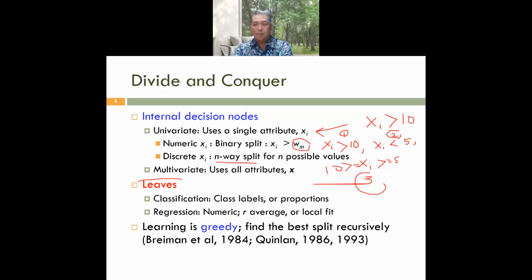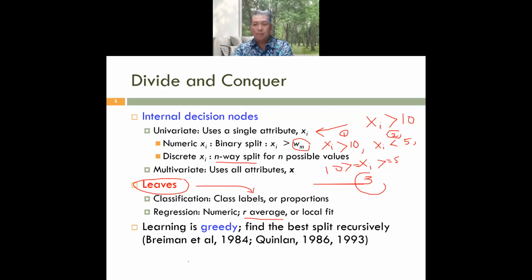The leaf that we have here, since we are performing classification, will indicate the class label. But if we use regression, the leaf should indicate the average, minimizing the standard deviation between the other branches.